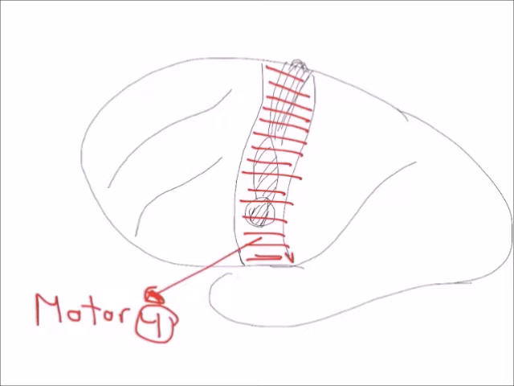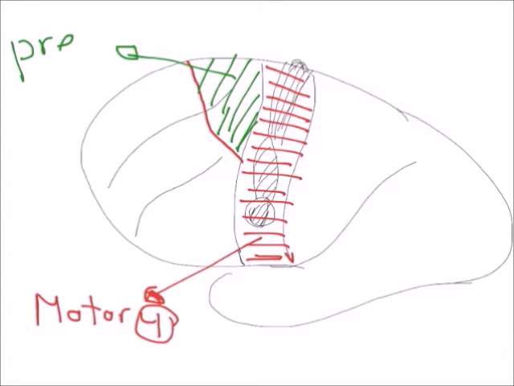In front of this motor area 4, we have another area called premotor area. According to the Brodmann classification, it's called premotor area 6. This is the site of the extrapyramidal area, which controls broad movement and coordinates the coarse movement, mainly the trunk and shoulders and hip muscles. This area also is inhibitory to the muscle tone.